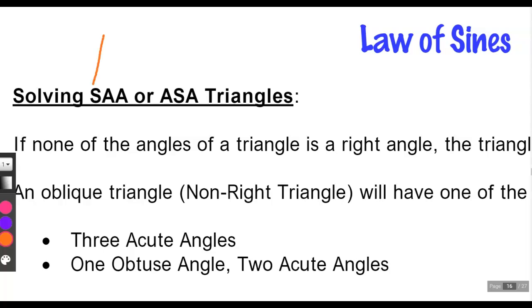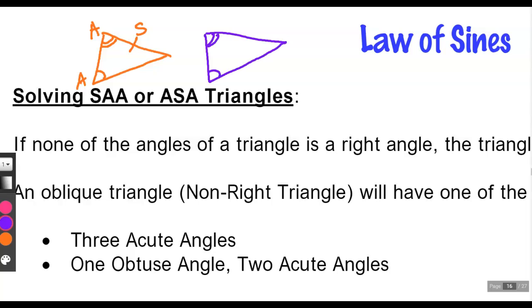This is when you have an angle, another angle next to it, and a side outside of the 2 angles. This is an AAS triangle. When we're given this type of triangle, we can use law of sines. Also, when we're given an angle, and a side between the 2 angles, an ASA triangle, we can also use law of sines.